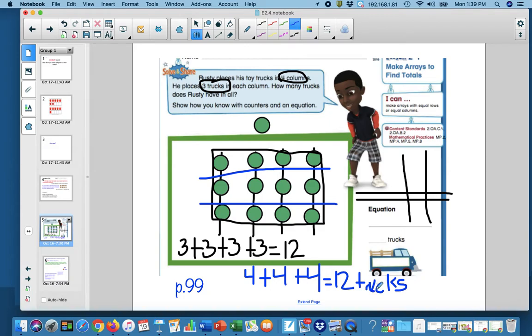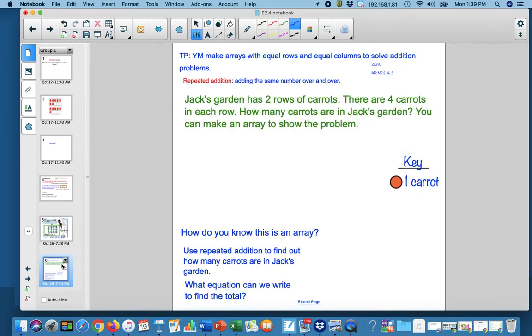So today that's what we're going to be working on. We're going to be working on reading number stories and solving them using arrays and repeated addition. Here's our next story. See if you could work on this in your notebook.